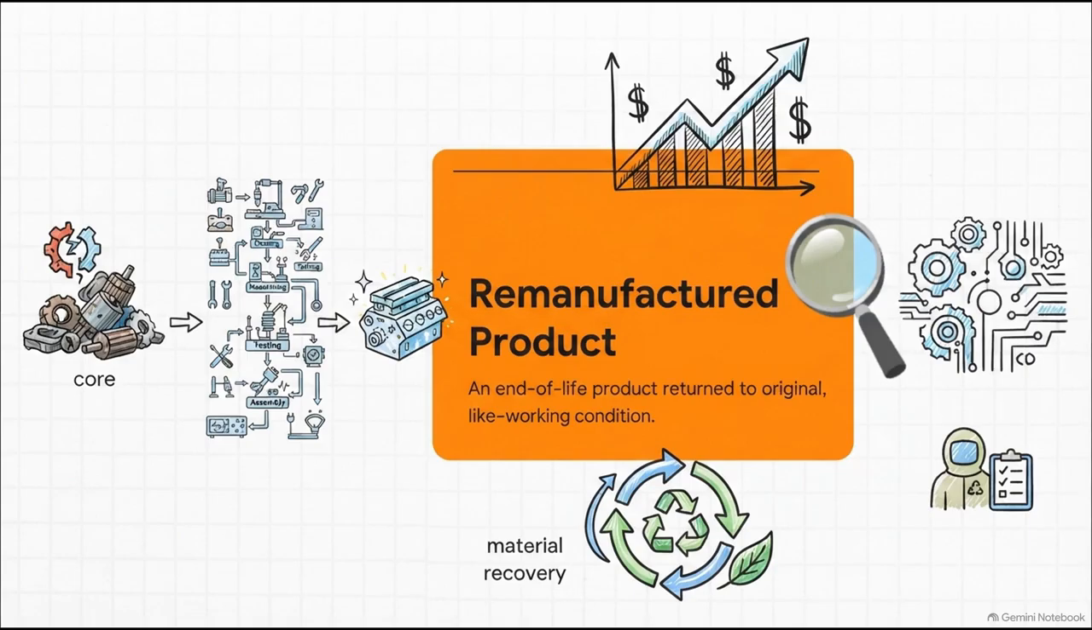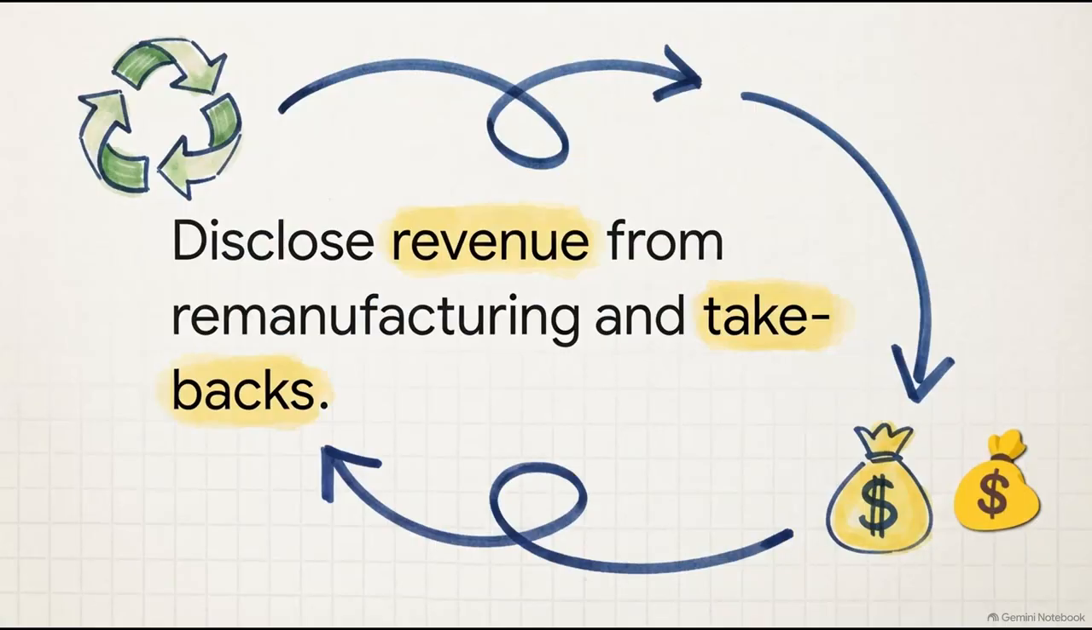And that focus on recycling and material recovery leads us directly into a massive, and I mean massive, financial opportunity: remanufacturing. Notice this definition carefully, because this is not simply repairing a broken part. A remanufactured product is an end-of-life component, often called a core in the industry, that has undergone a rigorous industrial process to be returned to its original, like-new working condition. By reusing these end-of-life cores, heavy machinery companies can drastically reduce their demand for new raw materials, like all that steel and plastic we mentioned earlier, while simultaneously slashing their manufacturing costs and production time.